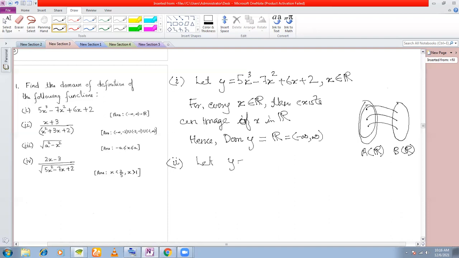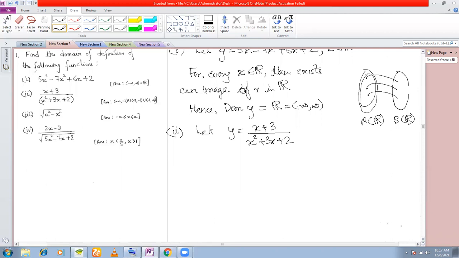Let y is equal to (x plus 3) divided by (x square plus 3x plus 2). You need to find out the domain of this. How do you find out the domain? Because nothing is given, we'll definitely take x belonging to R. So you have two sets, R and R. A is also R, B is also R, right? Now, which element does not have an image? If the denominator is equal to 0, then those values of x will not have an image, right? So you find out those values.